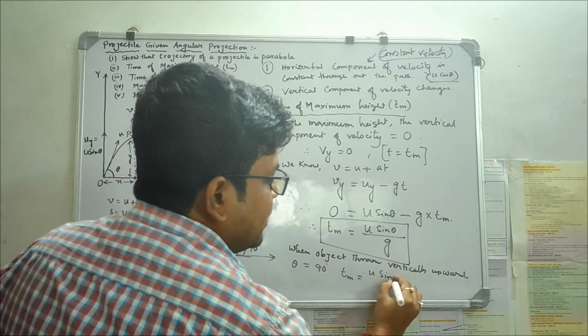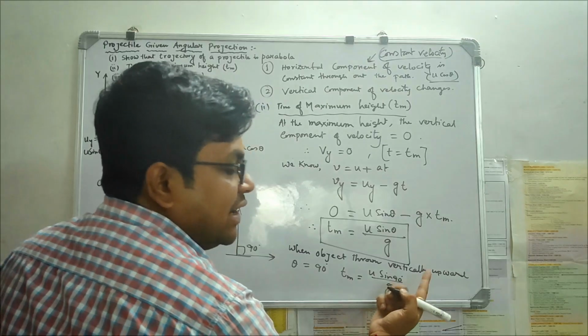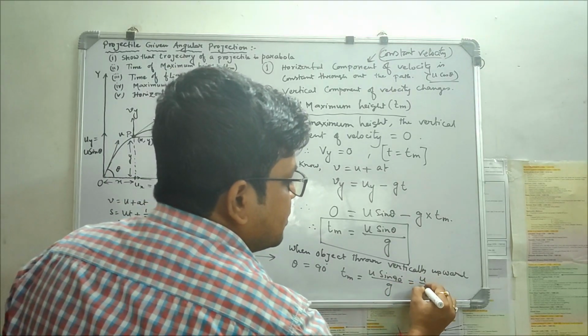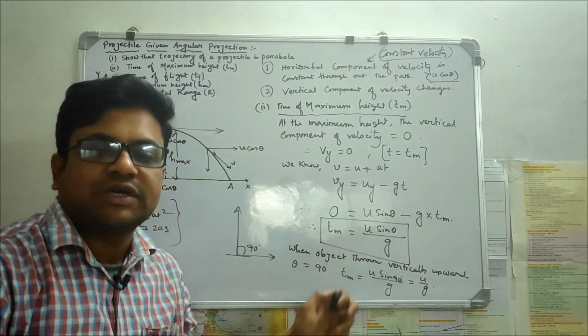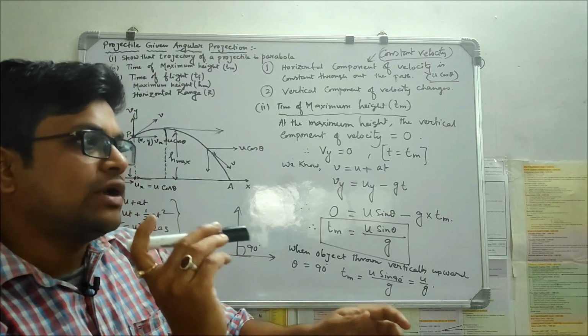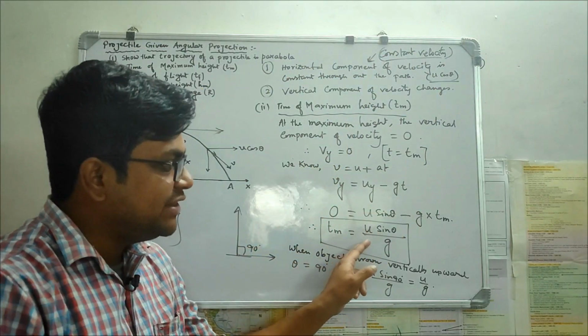U sin 90 by G. Okay, sin 90 is 1, so that is U by G. That is the special case of this projectile motion, you can see. So when you are throwing with an angle, a certain angle, that is the general formula.